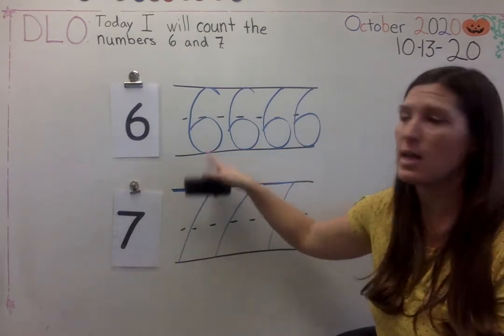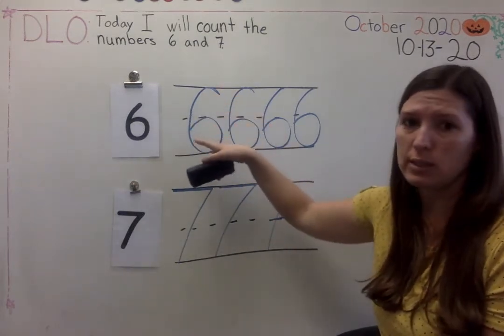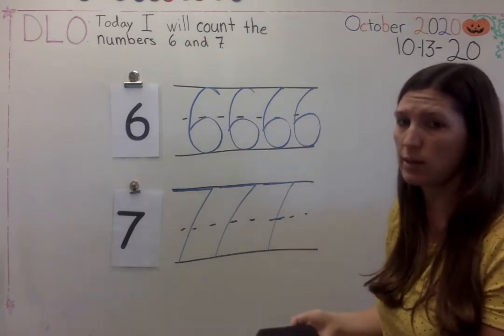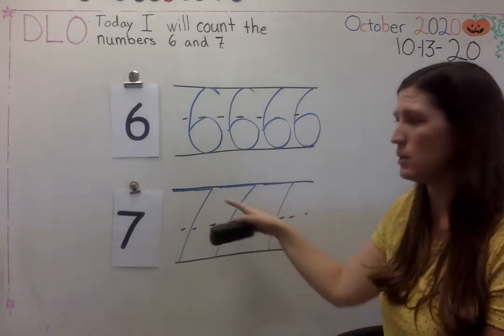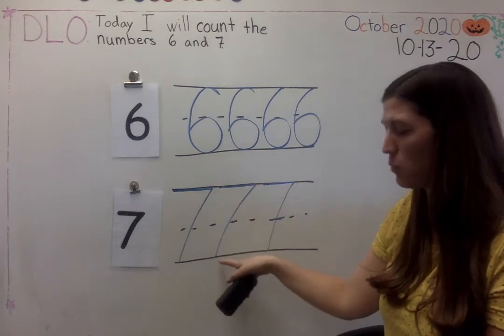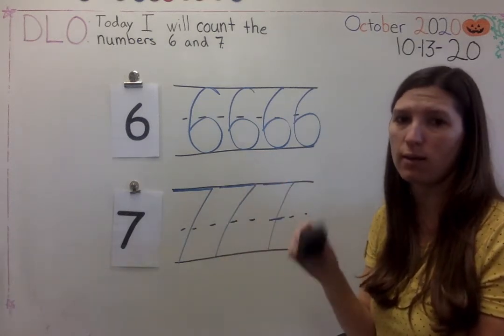So 6, say, make a loop until it sticks. That's the way you make a 6. 7, say, straight across, down from heaven. That's the way you make a 7.